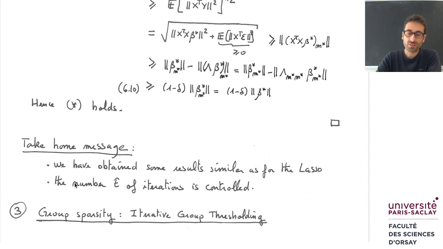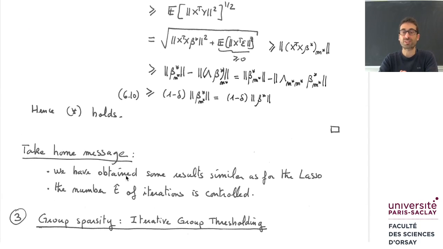So to sum up, we have obtained some results which are similar to the result for the lasso. We have some conditions which are slightly stronger, but they are quite similar. Essentially, it means that we need to have some local orthogonality of the columns of X. And a nice feature of this result is that it is obtained for a number of iterations, t hat, which is controlled, which is the logarithm of A over B. So we have a direct control of the number of iterations that you need in order to get this result.